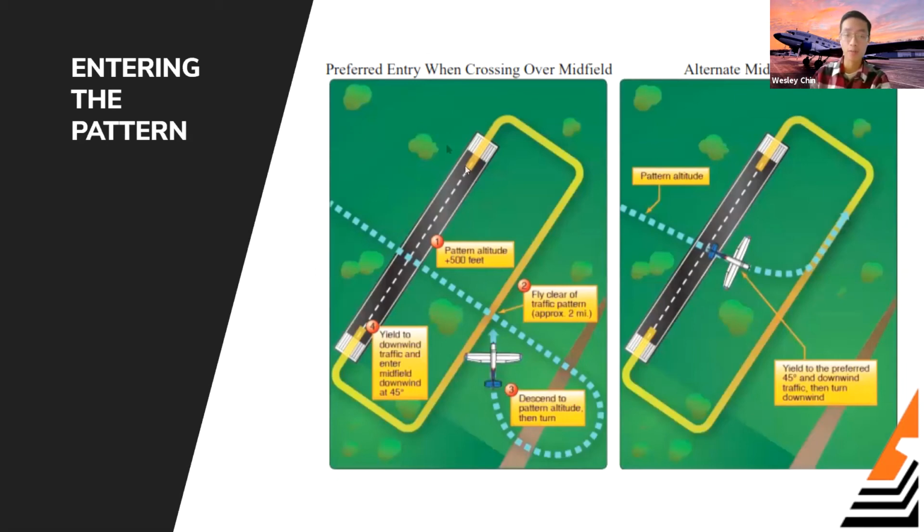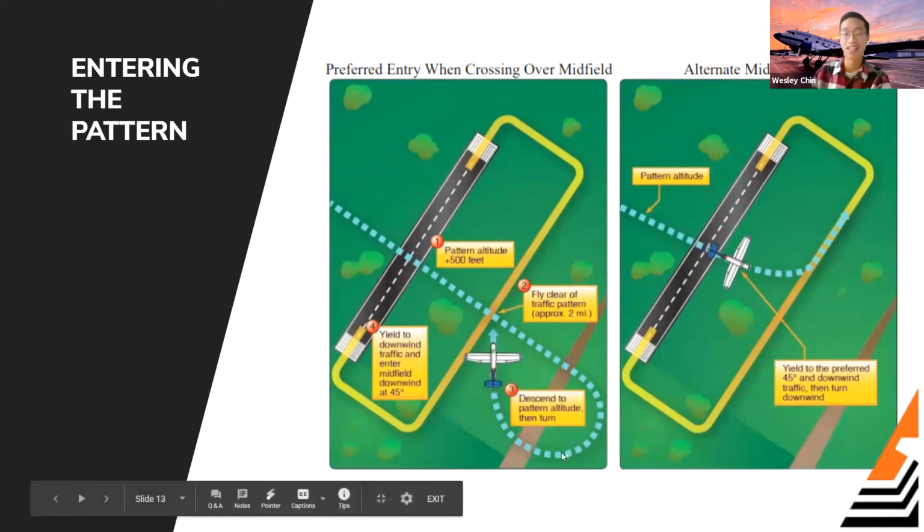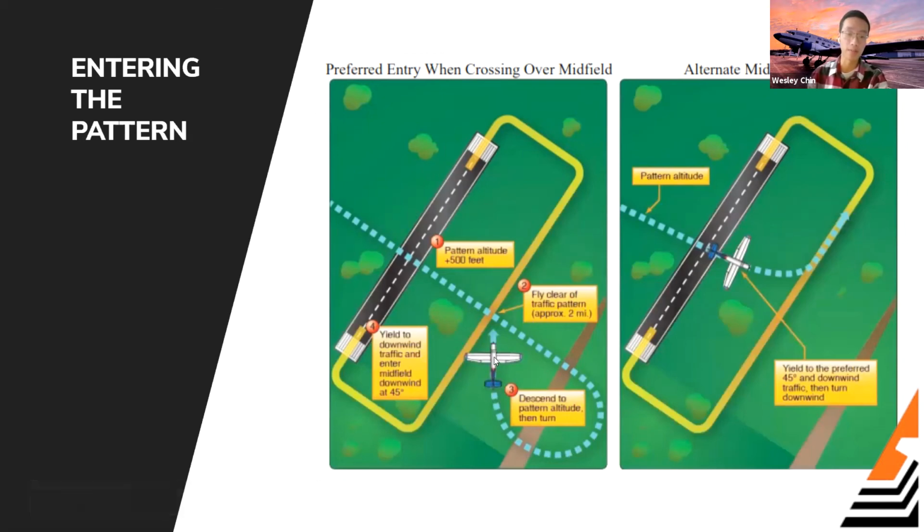So the preferred entry is the 45 that we were talking about. For example, you just want to cross midfield at pattern altitude plus 500 or plus 1,000 feet. Fly clear of the traffic pattern approximately 2 miles and then start a descending turn into the 45-degree entry. So by the time you're on the 45, you should be at the pattern altitude, and then you're just checking for any traffic already on crosswind or downwind, yielding to them before you enter on the downwind, right? Again, that alternate entry is just crossing midfield at the pattern altitude and going into the downwind. But again, remember our preferred method, we should be using the 45 over here.